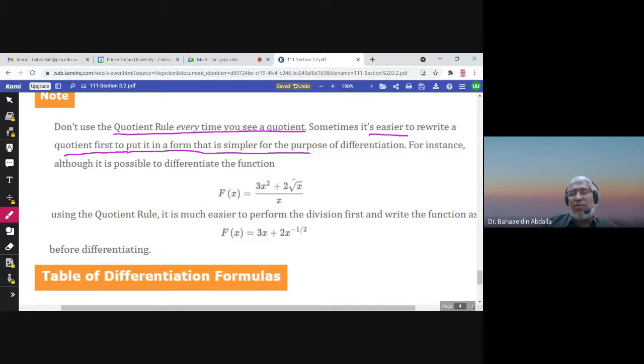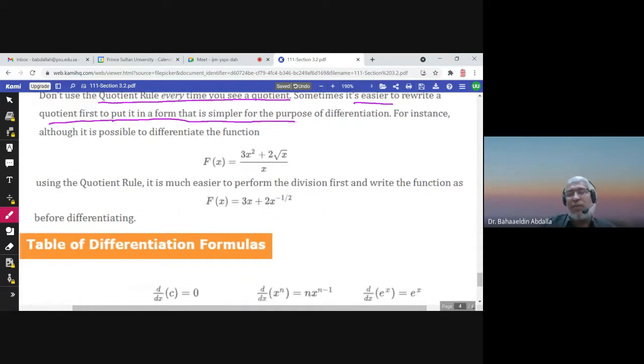Look at this example. If you use the quotient rule here, it would be long. You will take longer time. But if you just write it as 3x squared over x plus 2 square root of x over x, and then x squared over x is x to the power 1, and x to the power half minus 1 is x to the power negative half. So this one would be written like this. And now you can find f prime easily and quickly.